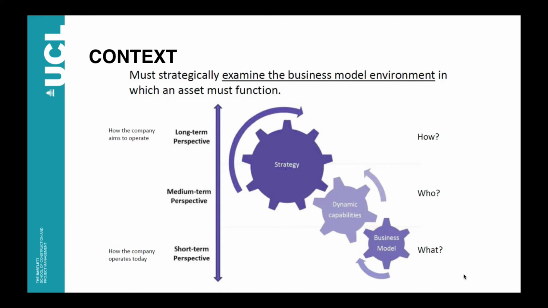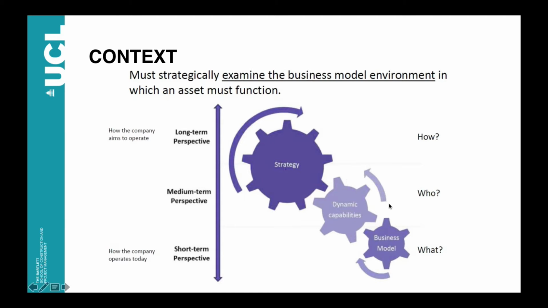First of all, I would like to give you some context for the two topics that we are covering today, because they are connected with the medium-term and long-term perspective. Basically, they are about assessing strategically the business model environment in which the asset must function. In the short term, the function of the asset would be connected with the business models, and you already know that the business models engage with the dynamic capabilities that make the organizational strategy work.